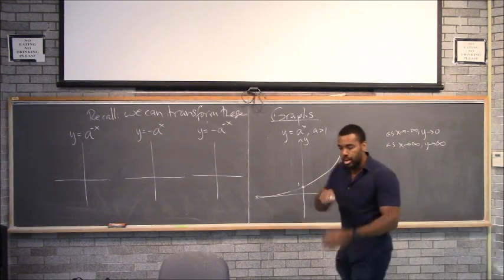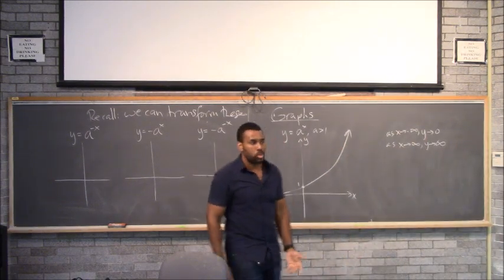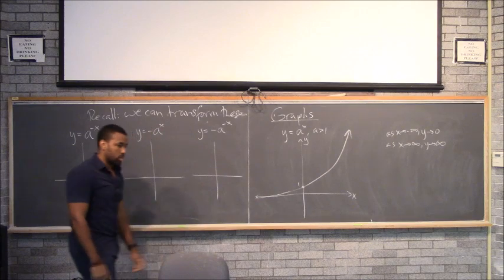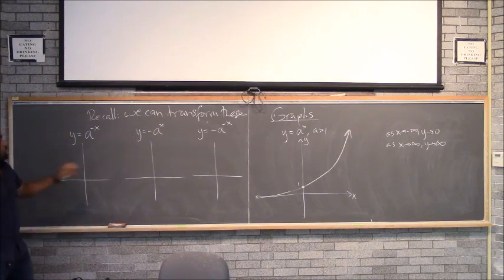But you shouldn't have to plot points to figure out what does y equals x squared look like. You should know what y equals x squared looks like. What would this one look like? What happens when I make x negative?